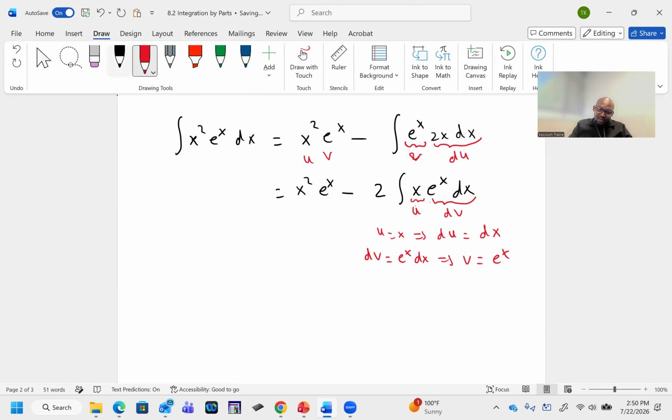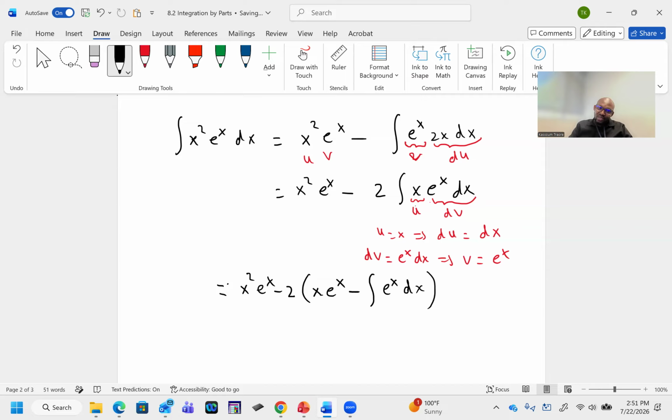So now, again, my integral will become what? It will be x squared e to the power of x minus 2, right? Parenthesis, u times v, which would be x times e to the power of x, minus the integral of v times du. My v is e to the power of x, and du is what? dx.